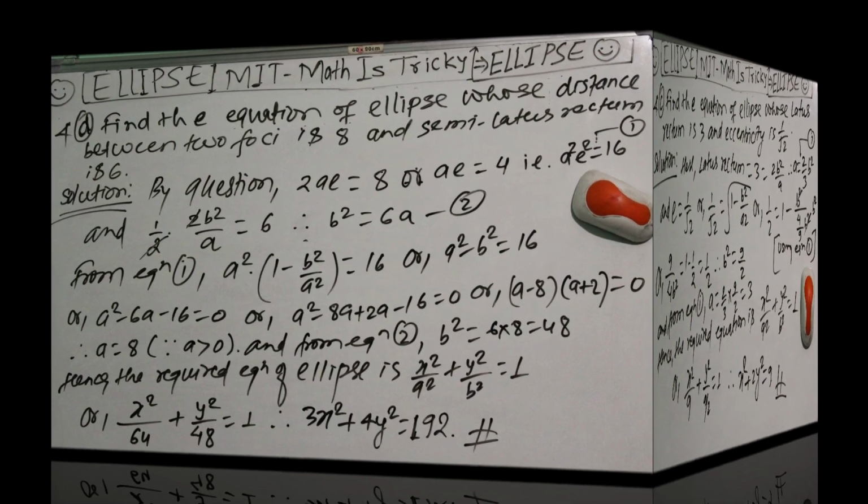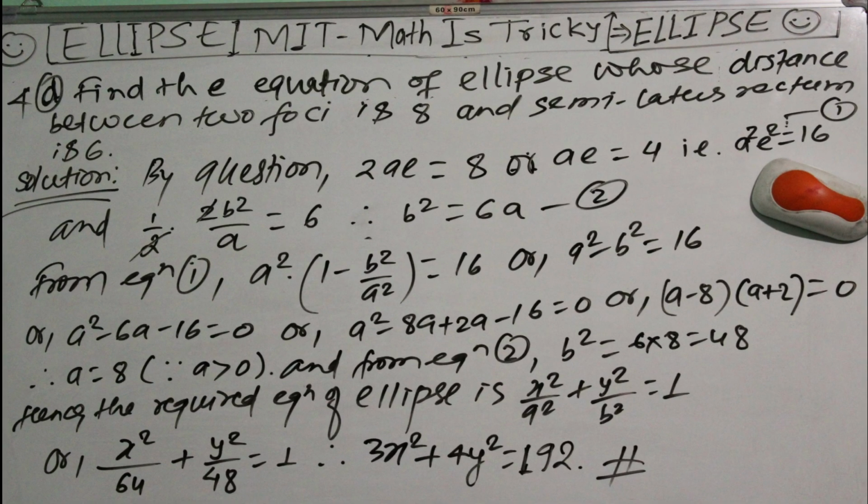Now we'll move to question number 4d. Find the equation of ellipse whose distance between two foci is 8 and semi-latus rectum is 6. Okay, let's see question number 4d. We have to find the equation of ellipse whose distance between two foci is 8 and semi-latus rectum is 6.